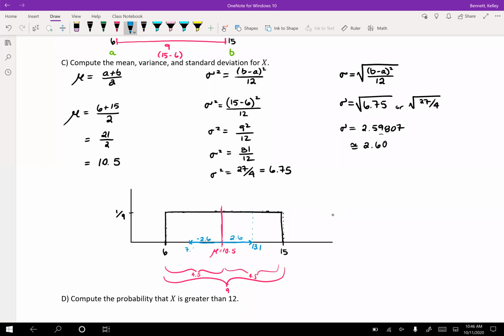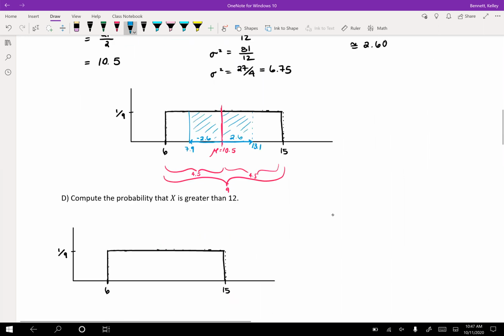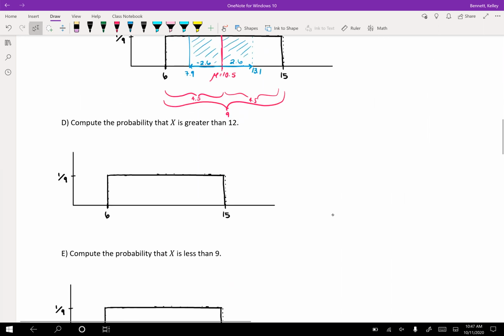So here I would say this blue area represents all of the data that's within one standard deviation of the mean. This is a common idea that we're going to see a lot in chapter 6 in general. So start thinking about that a little bit. Let that marinate between your ears.